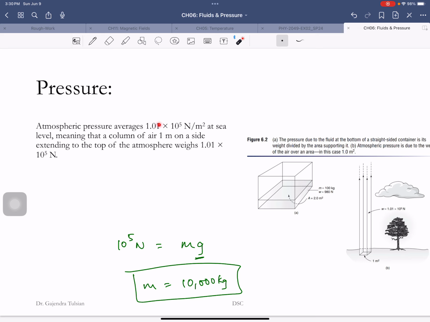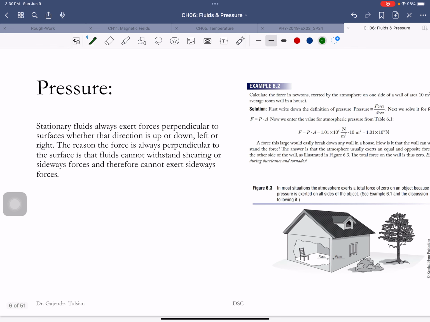Again, you want to remember this number. Atmospheric pressure is 10 to the power 5 pascals, 760 millimeters of mercury, and 15 pounds per square inch. Those are some of the numbers that will be good to remember. So here's a little problem showing you how enormous the atmospheric pressure is. The atmospheric pressure exerts a force.